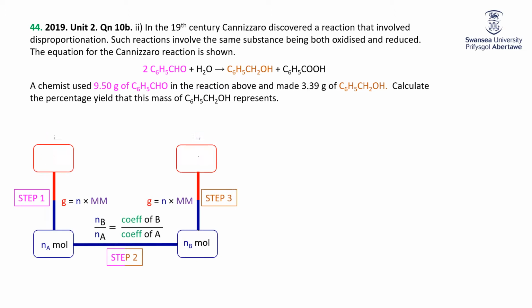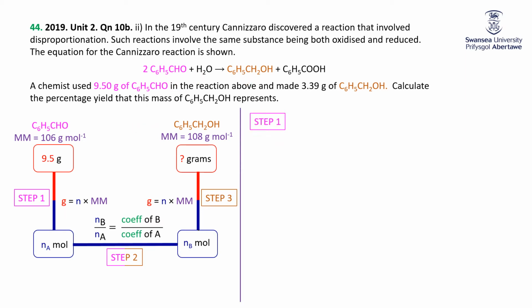Not going to dwell too much on this other than just make sure I'm using the right numbers because we've done so many of them. We start off with this benzaldehyde and we end up making benzyl alcohol. Step 1, grams of benzaldehyde, 9.5 grams, to moles of benzaldehyde, divide by 106 and we get 0.0896 moles of this. That goes in this box here, remember.